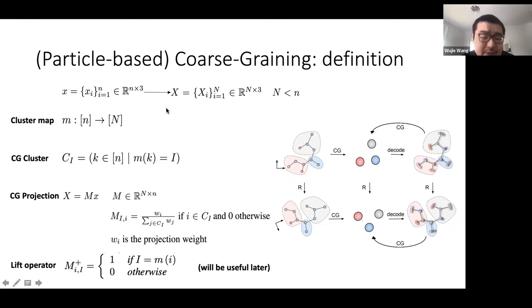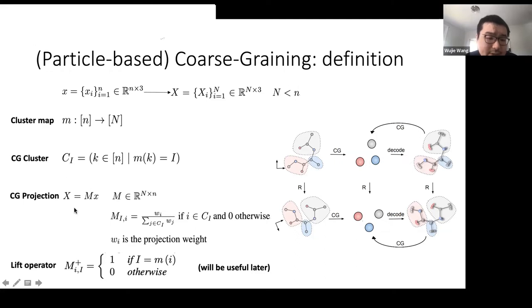A lot of these notations are actually borrowed from the graph coarsening literature. Given this cluster map, you can construct a coarse-grained cluster, basically as a subset of all your fine-grained nodes. After you define such a CG clustering, you could define a projection matrix of size big N times small n, with each element defined as this. First you need to define an atom-wise projection weight, and then normalize over those weights within the cluster to come up with a projection matrix. The basic idea is to compute the weighted sum of all the fine-grained coordinates into one single coarse-grained coordinate within the cluster.